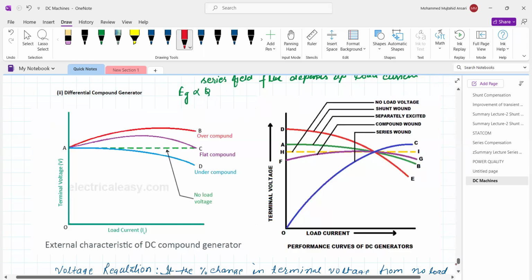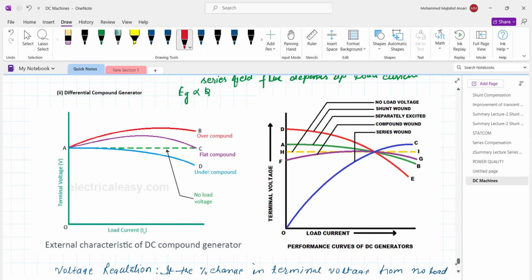One is the over compounded, which means the effect of the series field winding. Here there is a series field winding, but the number of turns is designed such that the voltage should not increase much more than the terminal voltage. Therefore, it is called flat compounded. Whereas for the differential generator, the voltage starts decreasing as the load current increases.